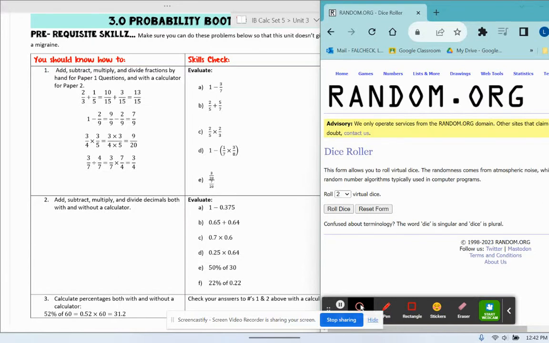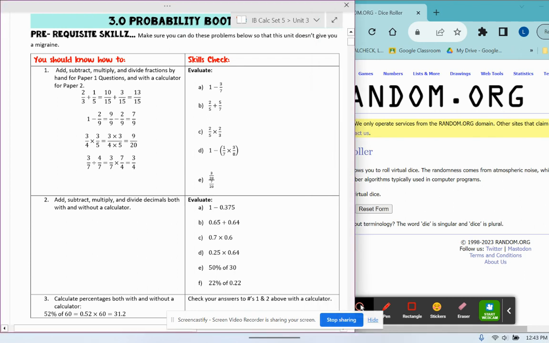I heard you were here to learn about probability. You are in the right place. Before we start this unit, I just want to make sure that you have a few skills down. You're going to need them throughout the unit, and the quicker you master and review them, the better off you're going to be. So over here on this side, we have a skills check, right?